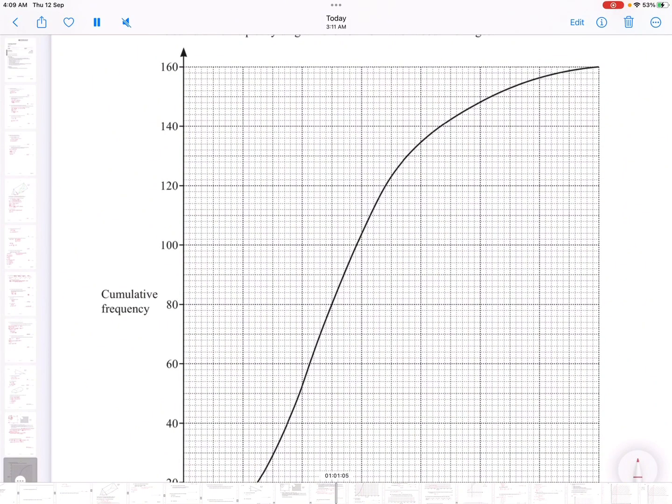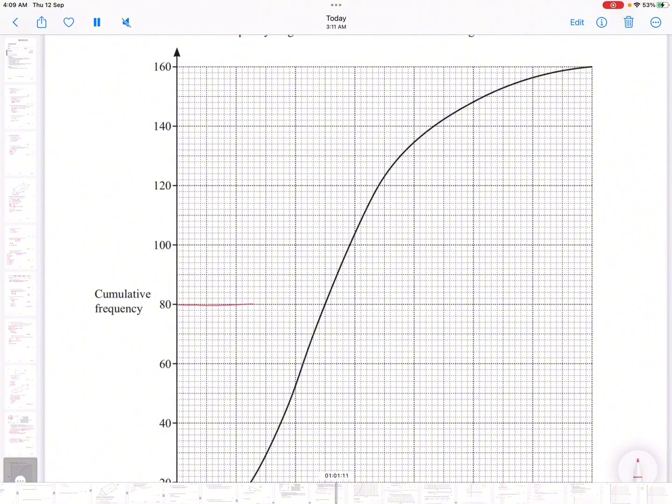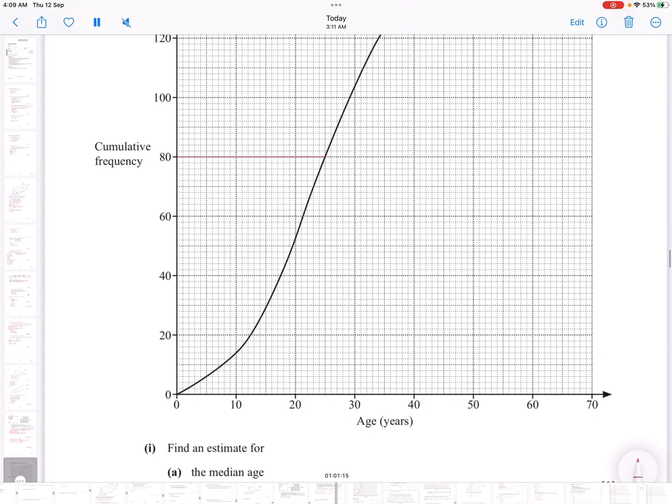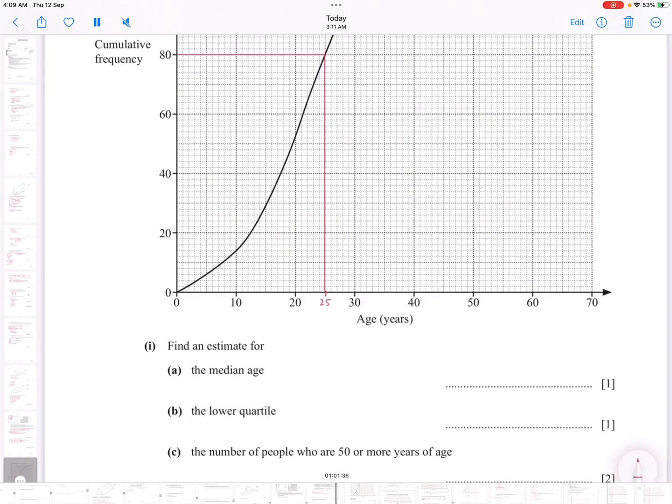So from 80, go towards the curve and go down to the x-axis and read the value. This is 25. So this is your median.